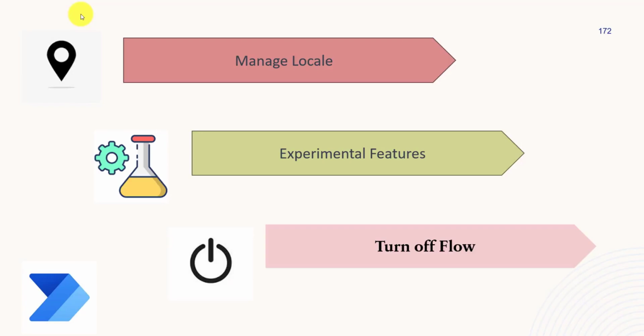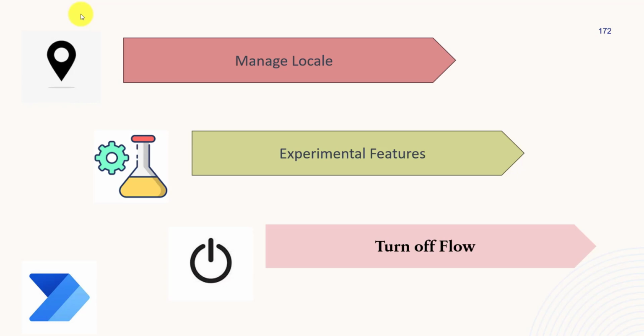Hello everyone. In this Power Automate session, we will discuss features like manage locale, experimental features, and how we can turn off the flow to stop unnecessary runs.